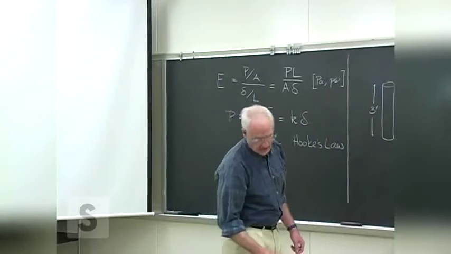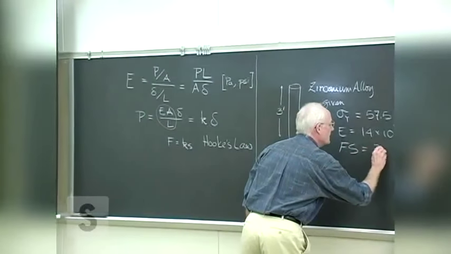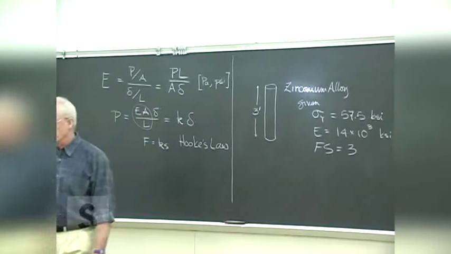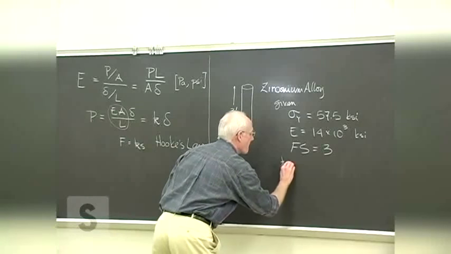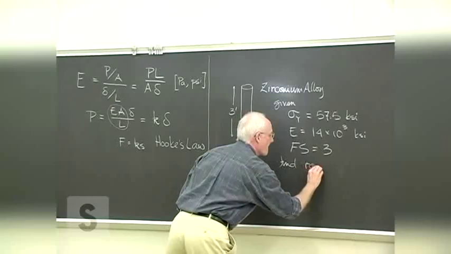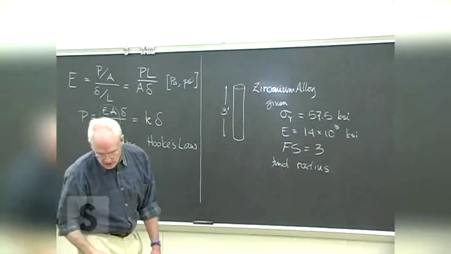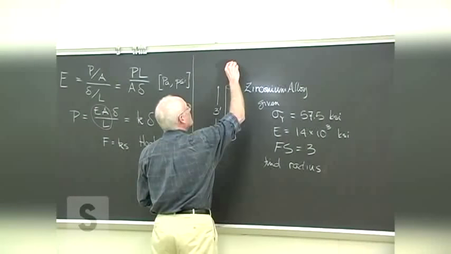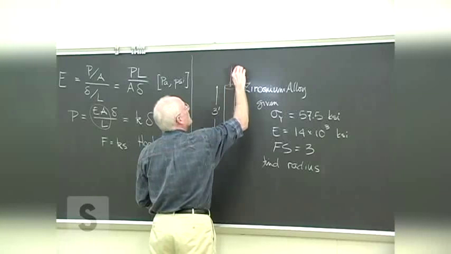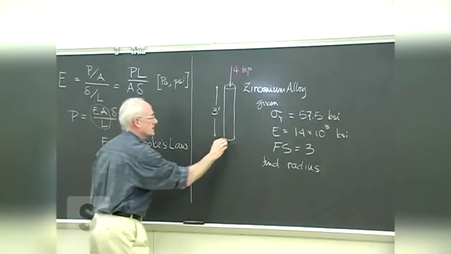And then one other thing I'd like you to do is apply a factor of safety of 3. And then find the radius of that piece given those bits of information. One more. We're going to need to load it. So put it under a 4 kip compression load.